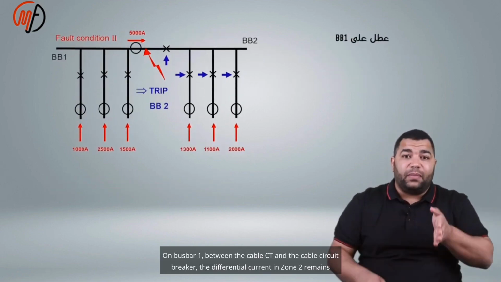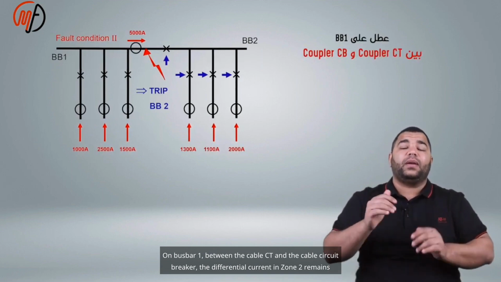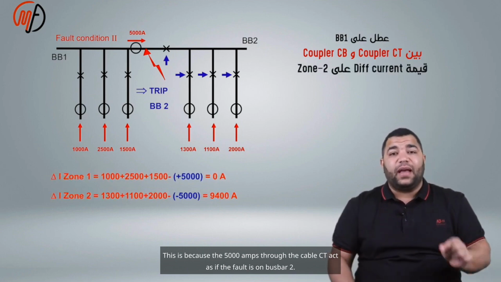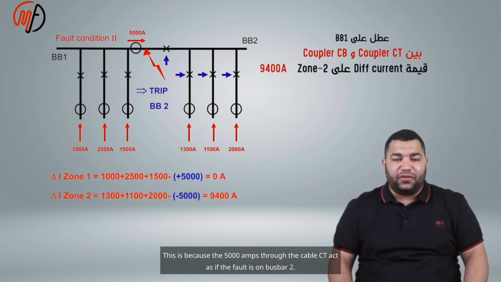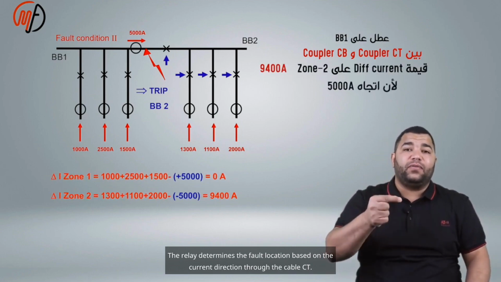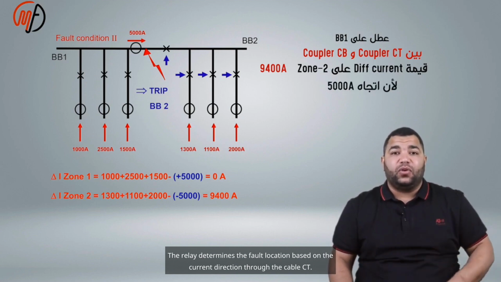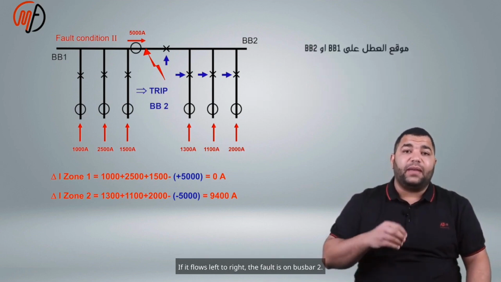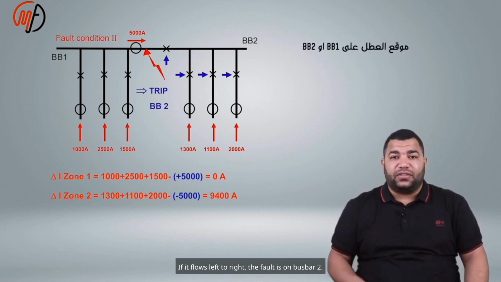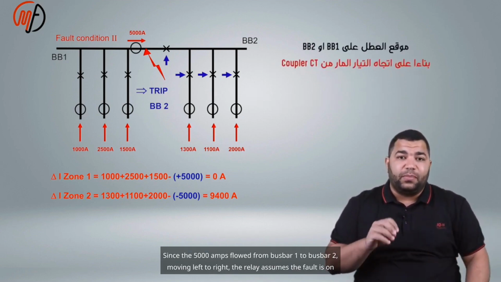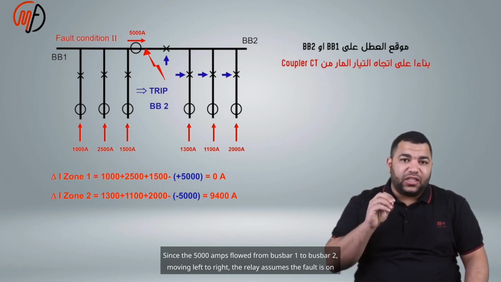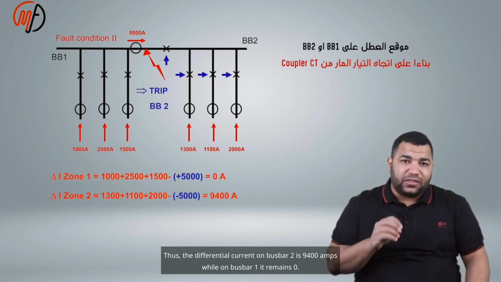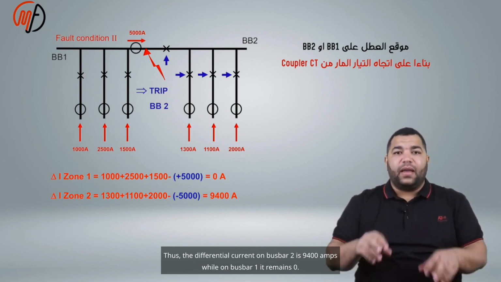On bus bar 1, between the cable CT and the cable circuit breaker, the differential current in zone 2 remains 9400 amps. This is because the 5000 amps through the cable CT act as if the fault is on bus bar 2. The relay determines the fault location based on the current direction through the cable CT. If the current flows right to left, the fault is on bus bar 1. If it flows left to right, the fault is on bus bar 2. Since the 5000 amps flowed from bus bar 1 to bus bar 2, moving left to right, the relay assumes the fault is on bus bar 2. Thus, the differential current on bus bar 2 is 9400 amps, while on bus bar 1 it remains 0.